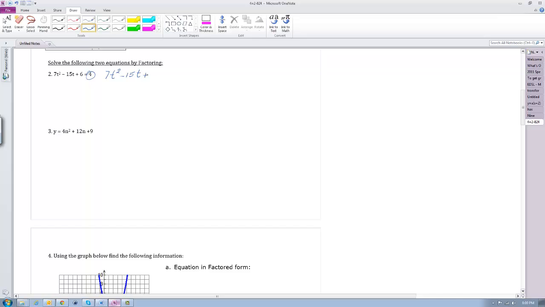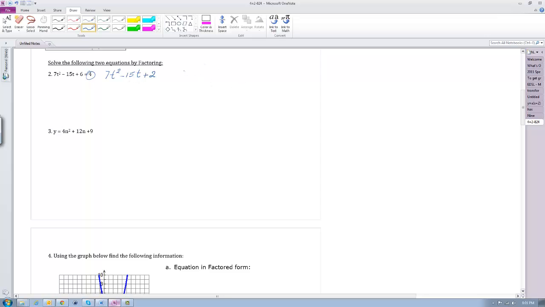plus 2. Now, to factor, I'm going to use the reverse box method. First of all, we need to find the factors of AC, A times C, that is 7 times 2, that equal B, that is minus 15.